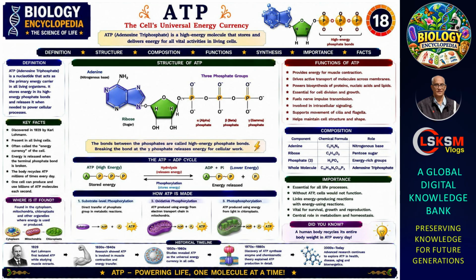18. ATP. ATP, or adenosine triphosphate, is the primary energy-carrying molecule used by cells. Explore its structure, energy transfer, production, and importance in cellular activities.